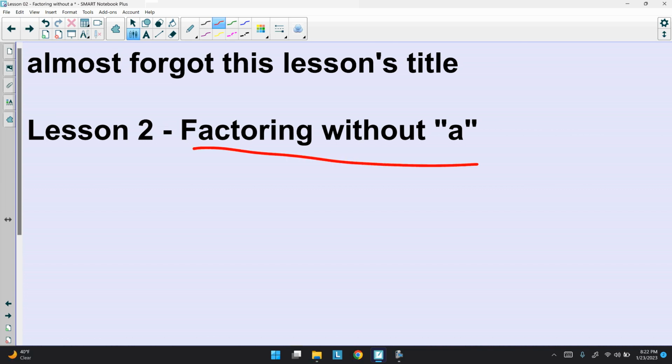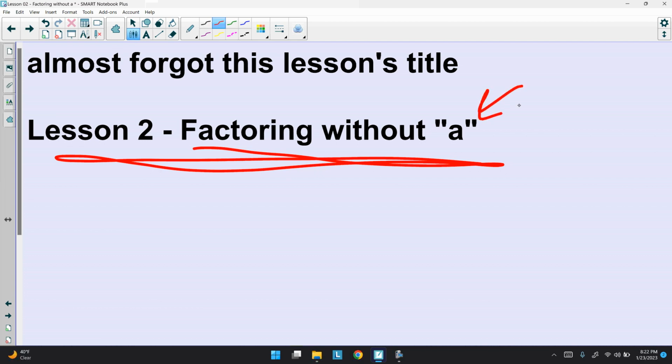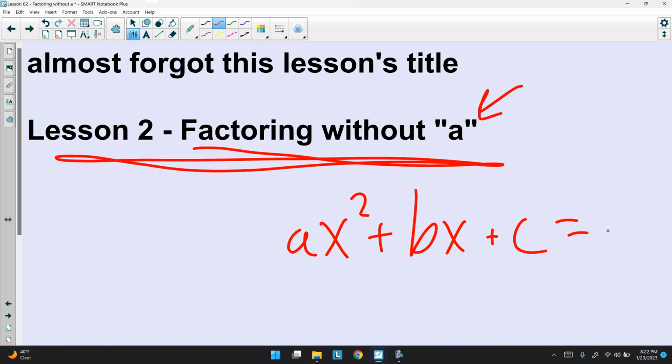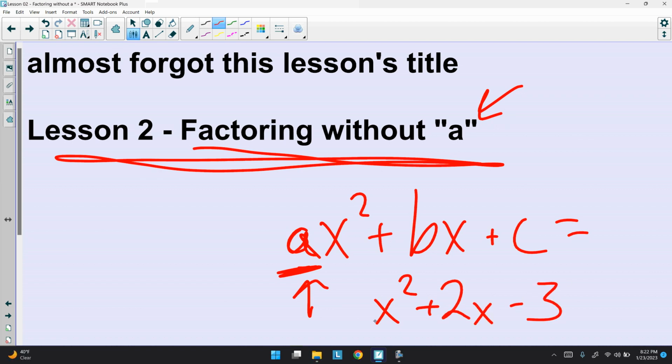New title, lesson 2, factoring without an A. Factoring without A is going to make a lot more sense when you realize this is the standard form for quadratics. A is this coefficient out front. We're going to be solving them without it. Ideally, they would look something like this. See? No coefficient out front.